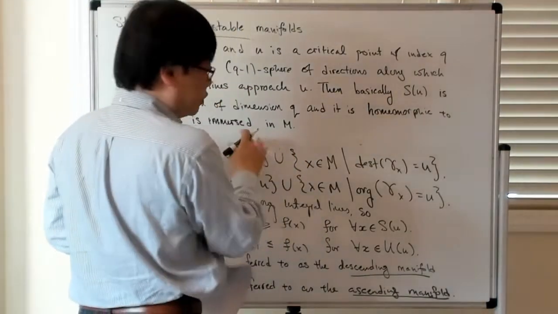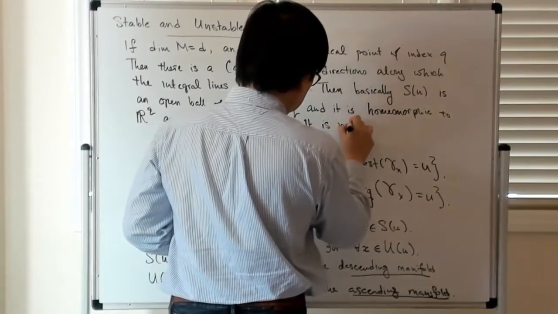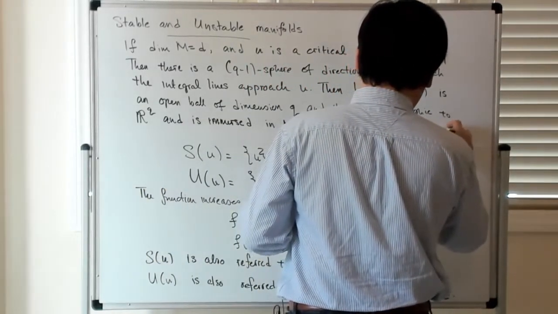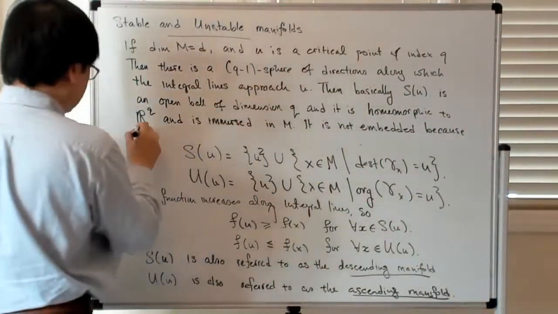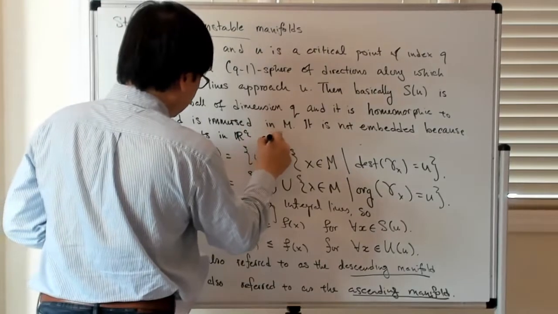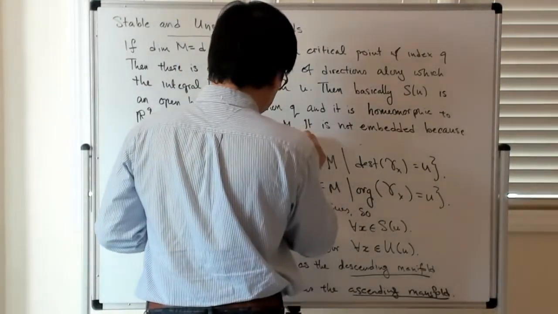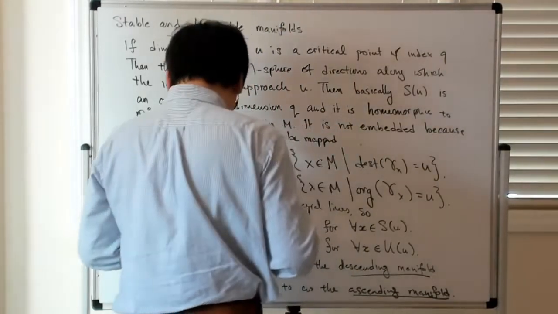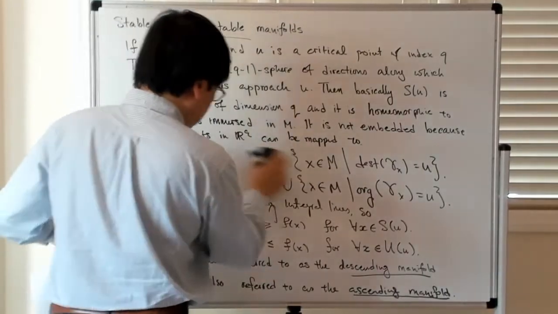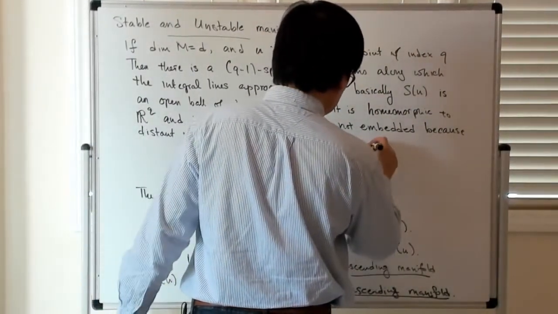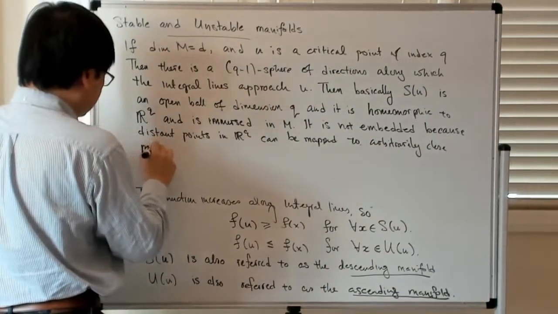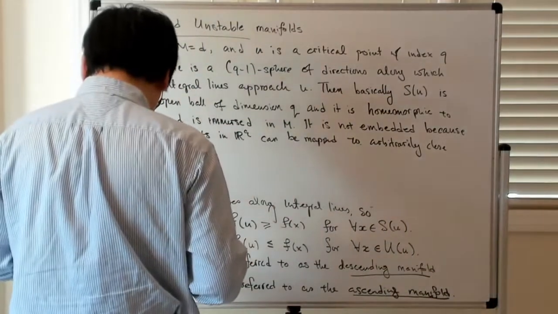So you might ask why it's only immersed as opposed to embedded, right? So it's not embedded because distant points in R^Q can be mapped to arbitrarily close points in M. Okay.